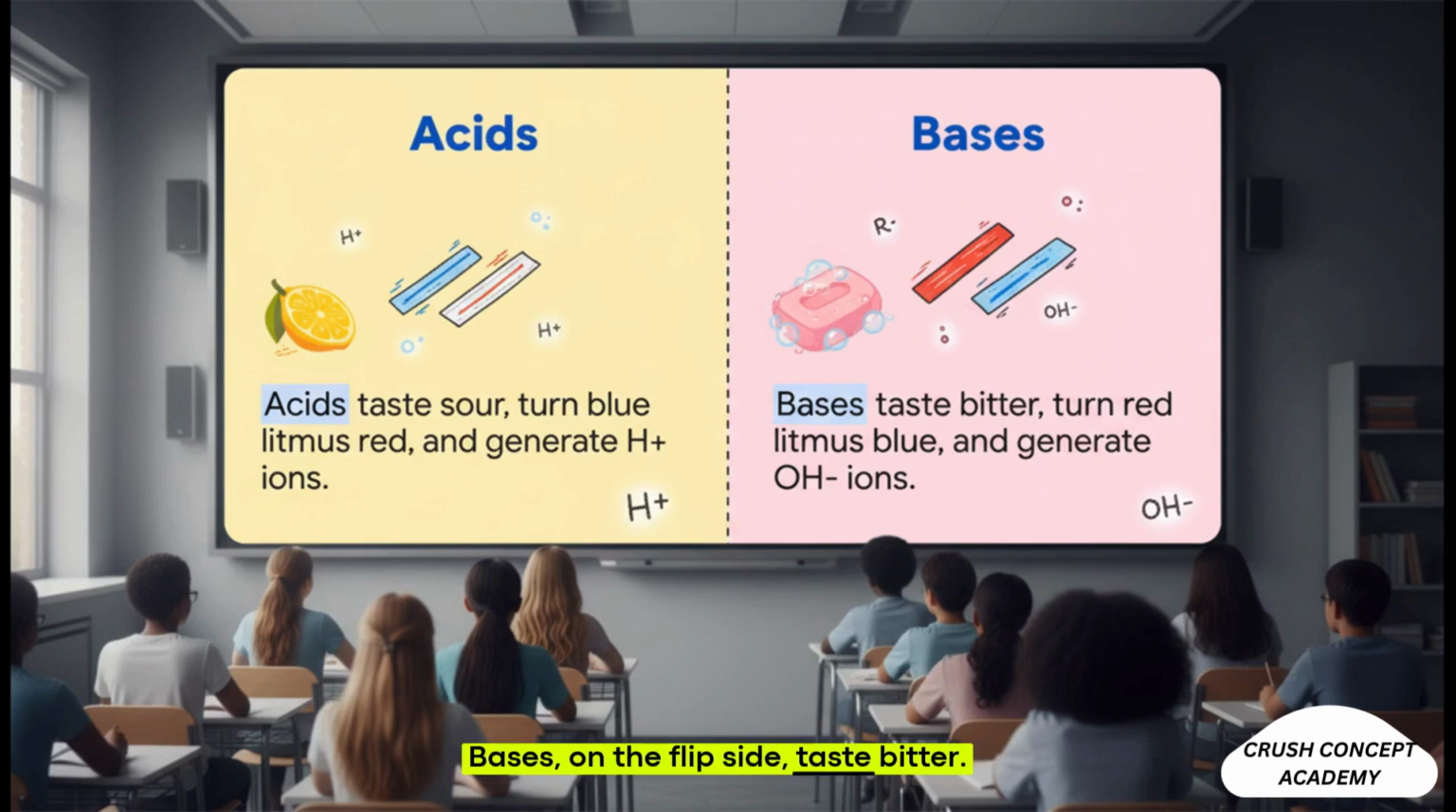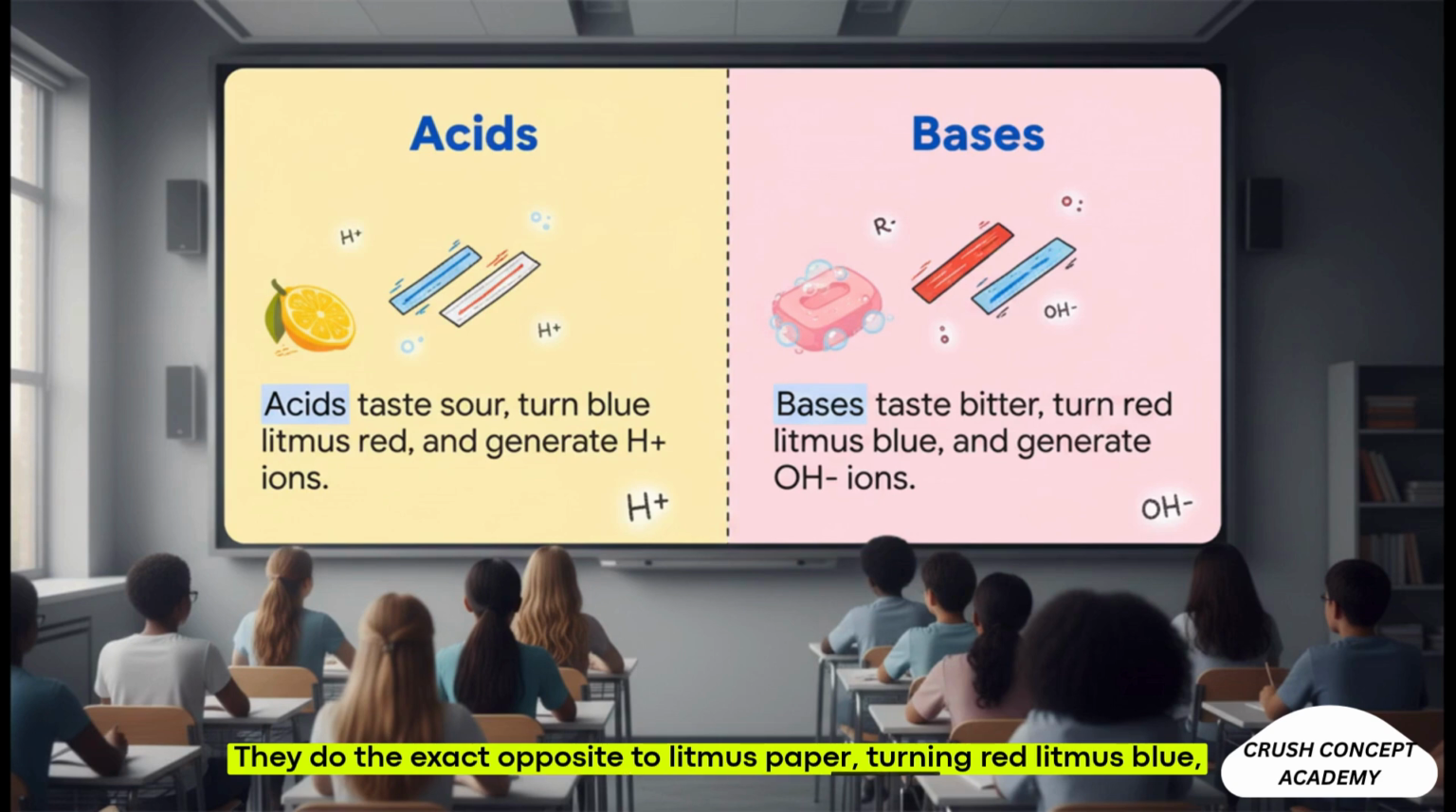Bases, on the flip side, taste bitter. Think back to that baking soda. They do the exact opposite to litmus paper, turning red litmus blue, and chemically they generate hydroxide, or OH- ions.